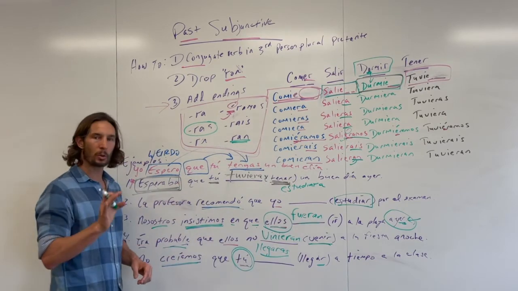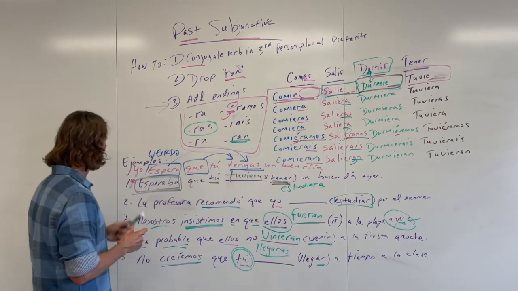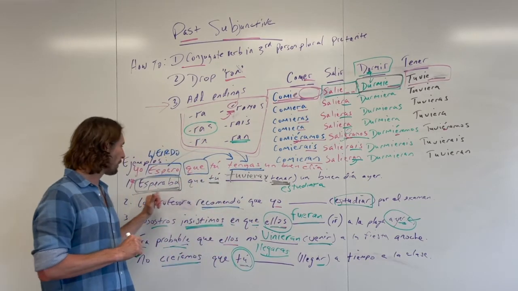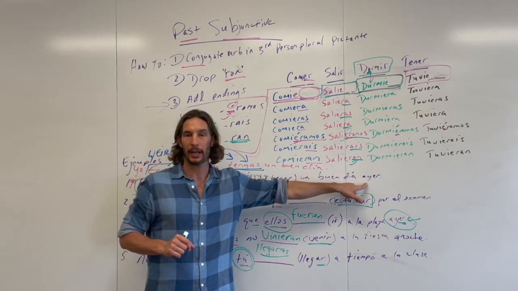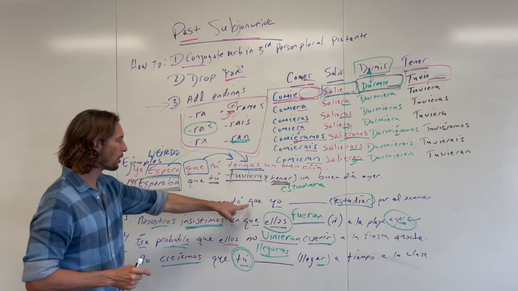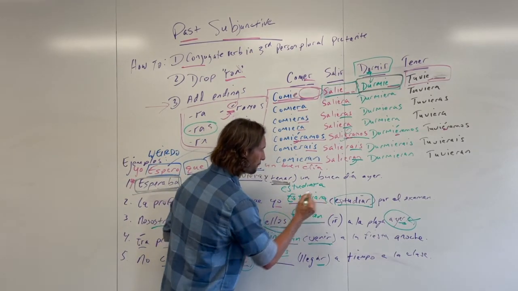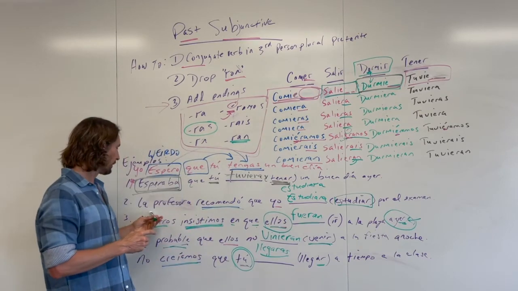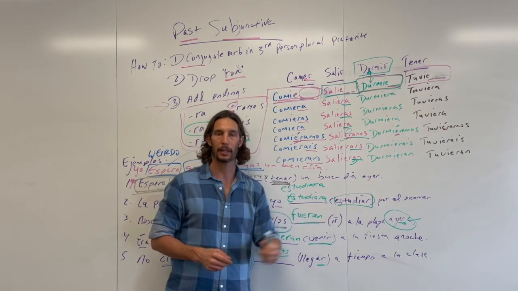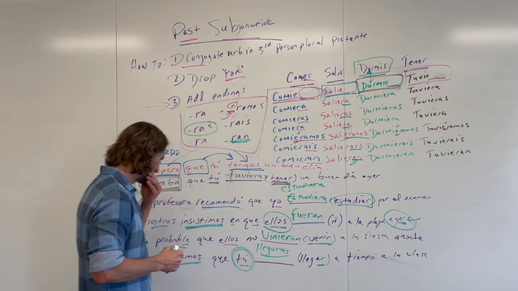Let me walk through these one more time and translate them so you can see kind of what you're saying. So number one, we have esperaba que tú tuvieras un buen día ayer. I was hoping that you had a good day yesterday. That's really what you're saying in English. Número dos, la profesora recomendó que yo estudiara por el examen. So the professor recommended that I study for the exam. That's effectively what you're saying in English when you do this.